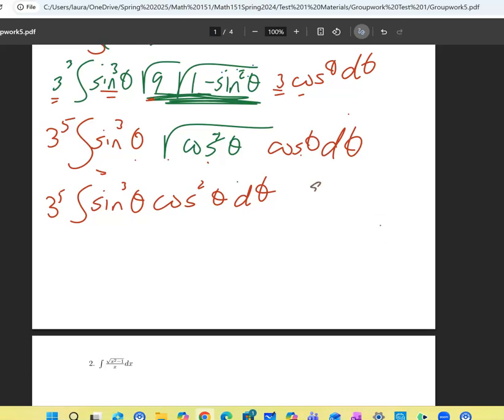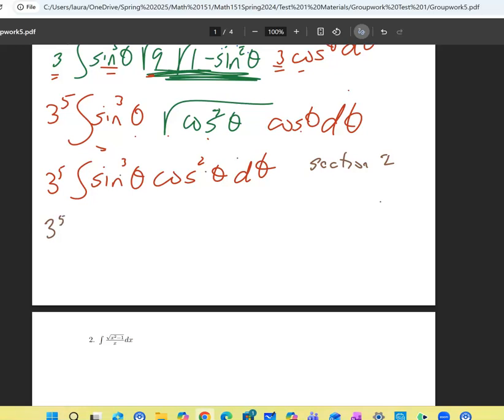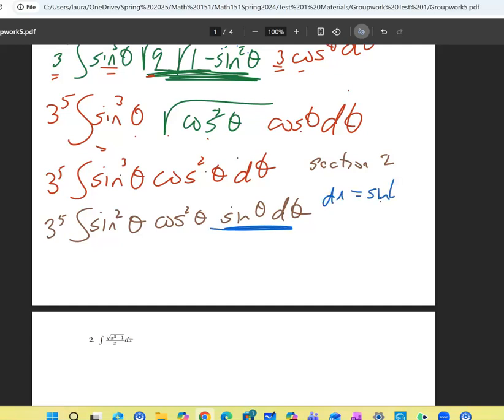Back to section 2. In section 2, we learned that if you have sines and cosines, and they're not both even powers, you want to peel off to make a good du. So I'm going to peel off one of the sines. So there's my du. So du is equal to sine of theta d theta. So u will be, oh, this is the negative issue, right? I don't want to let u equal negative cosine. So I say, okay, u is cosine, du is negative sine, and I put the negative here.